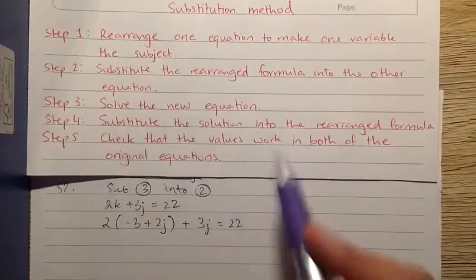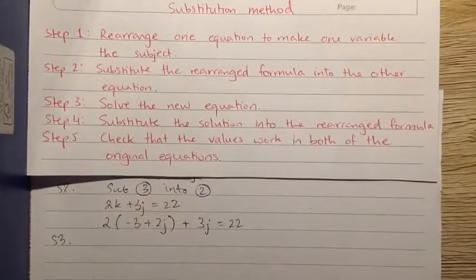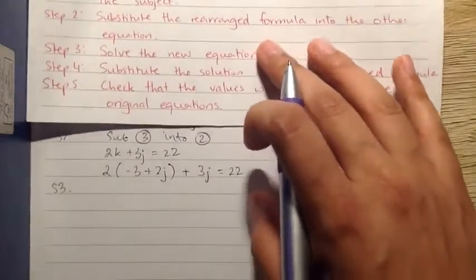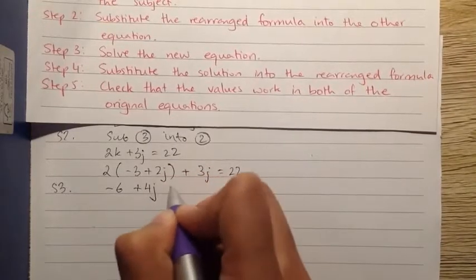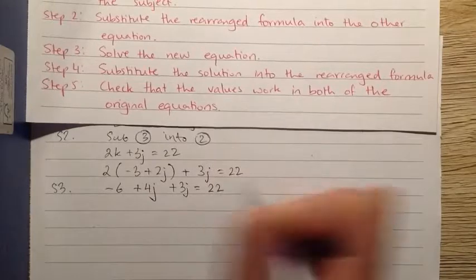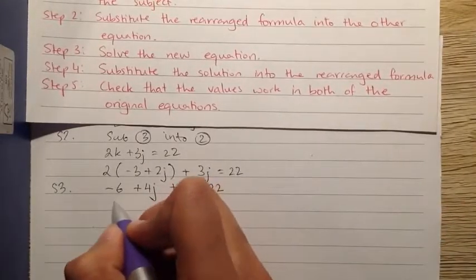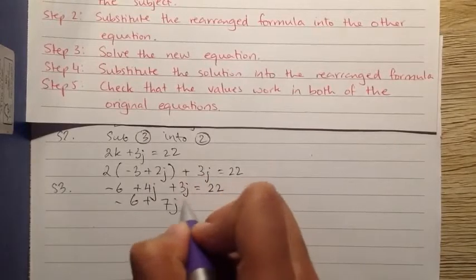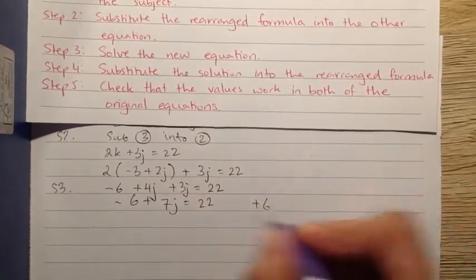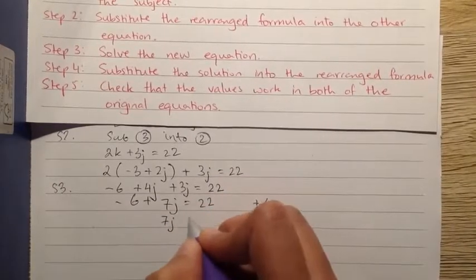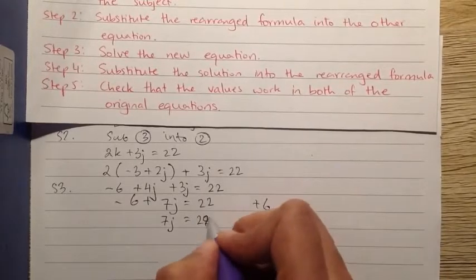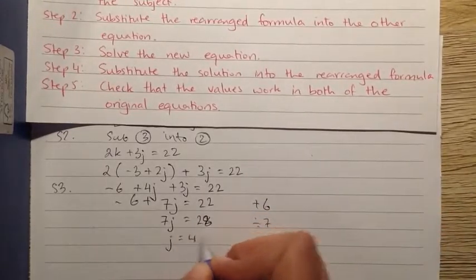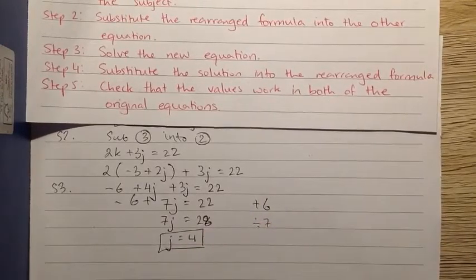And then the next step, we want to solve the new equation. So step 3, 2 times negative 3 is negative 6 plus 4j equals 22. Add 6 to both sides. Divide by 7 on both sides, so j equals 4. Alright, so we have our first variable solution.